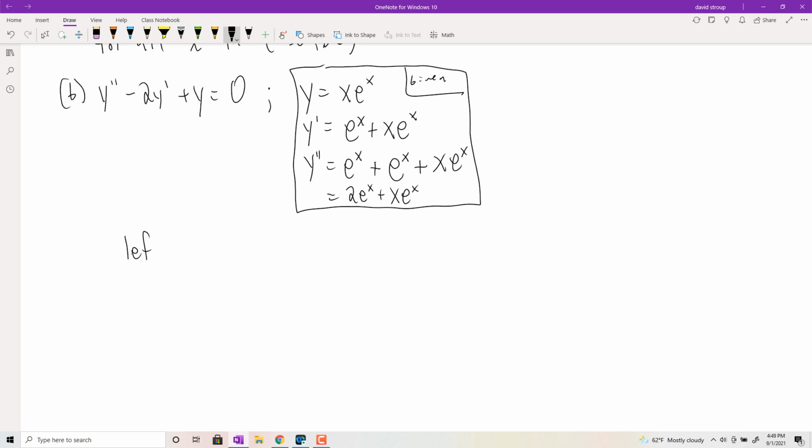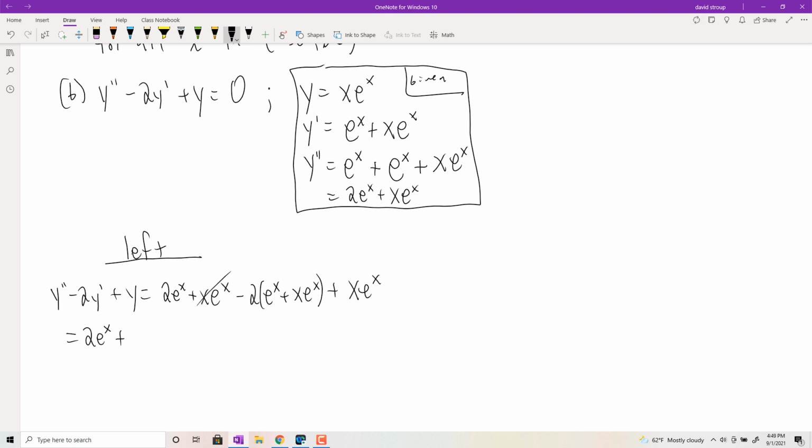So on the left side, I have y double prime minus 2y prime plus y equals, and then I'm going to plug in this junk. So the second derivative, 2 e to the x plus x e to the x, minus 2 times e to the x plus x e to the x, and then plus x e to the x. And that equals 2 e to the x plus, there are 2 of those, plus 2x e to the x.